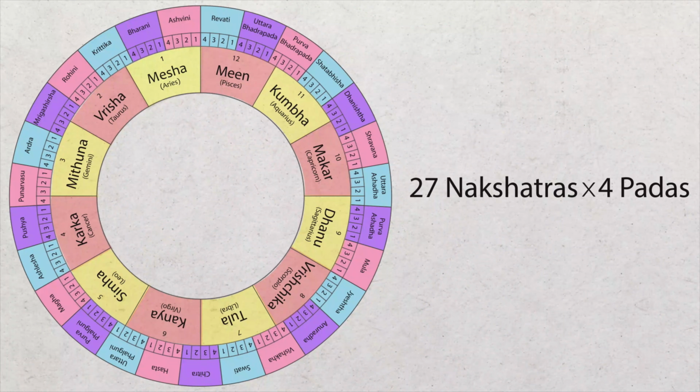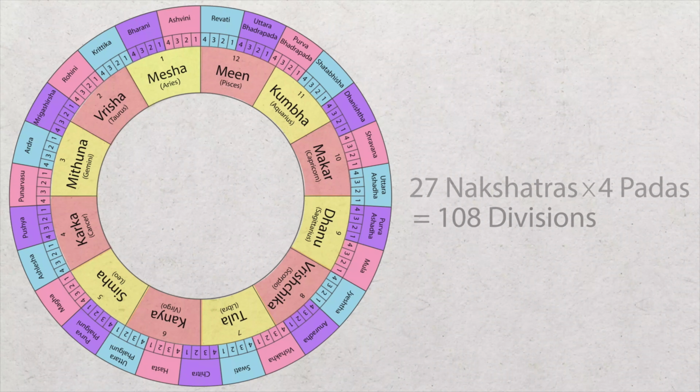There is a total of 27 times 4, that is 108 divisions. 108 is a number having great significance in the Sanatana Dharma. We will discuss more about it in the future videos if you guys are interested.